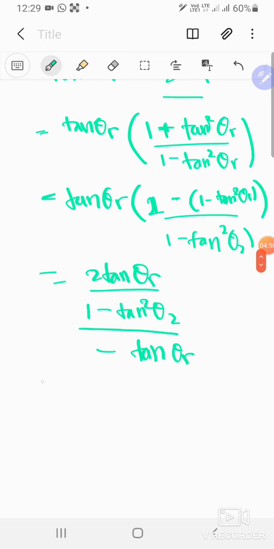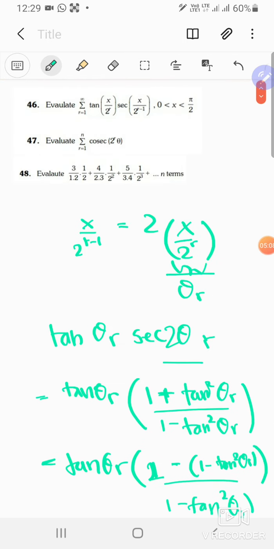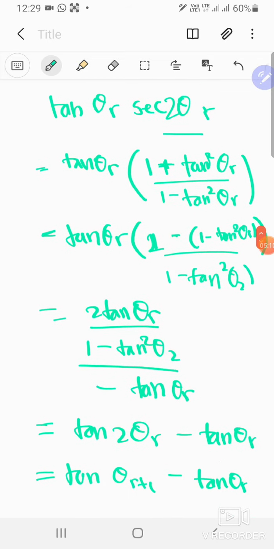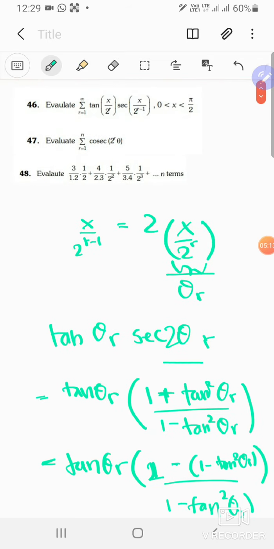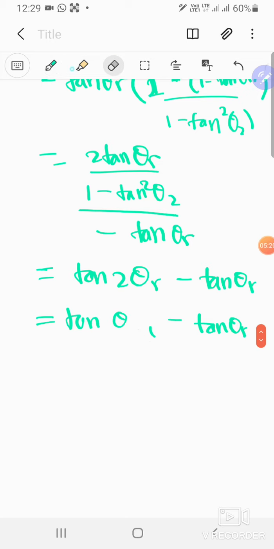But this thing, we know what it is. It's just tan of 2 times theta r minus tan of theta r. But guess what? tan of 2 theta r is just tan of theta r minus 1, right? Because we just told you that theta is defined by this expression. So when you put, wait, r plus 1 or minus 1? So 2 times theta r, oh, that's r minus 1. Okay, fine. So that is tan of theta r minus 1 minus tan theta r. So the previous term minus the current term.